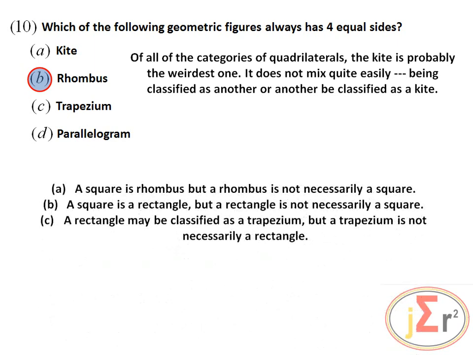A square is a rhombus, but a rhombus is not necessarily a square. So we have those two having some relationship. A square is a rectangle, but a rectangle is not necessarily a square. So we have more relationships there. A rectangle may be classified as a trapezium, but a trapezium is not necessarily a rectangle.